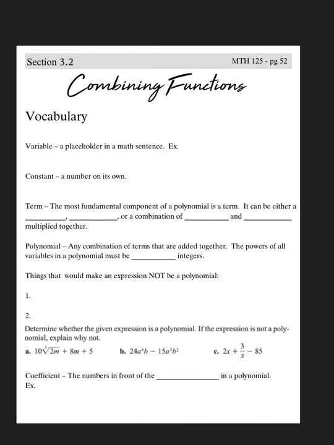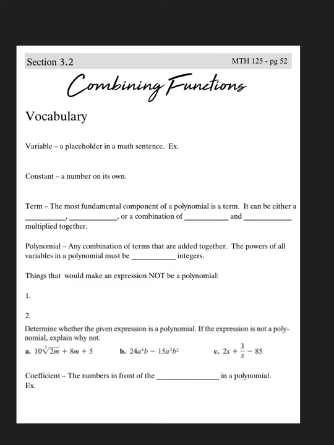We're in section 3.2. This is actually going in a different direction than we were in 3.1, and we are combining functions. So we have to go through a little bit of vocabulary to start off.